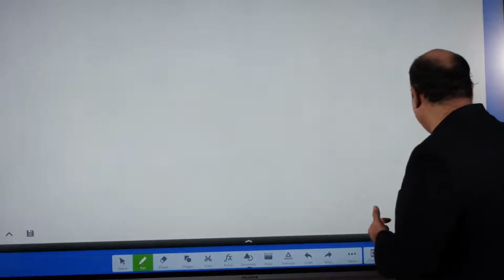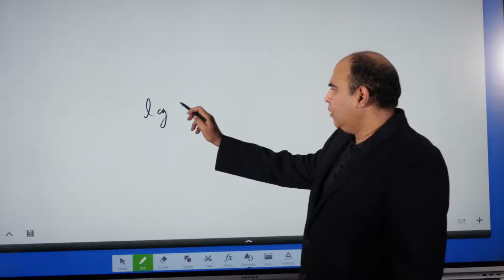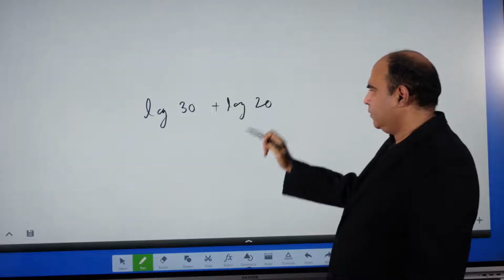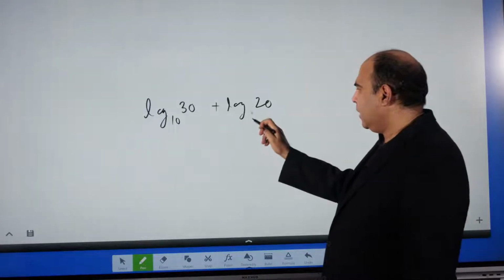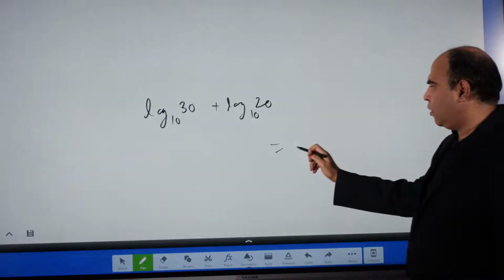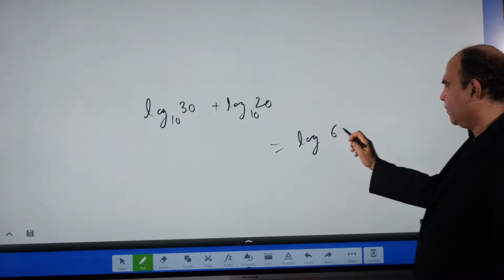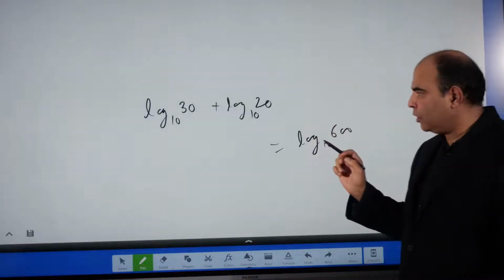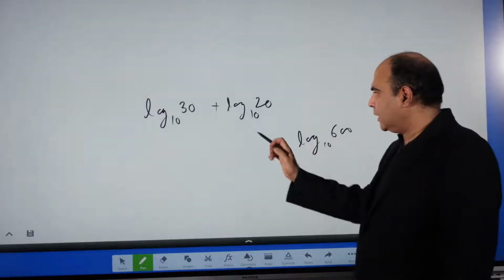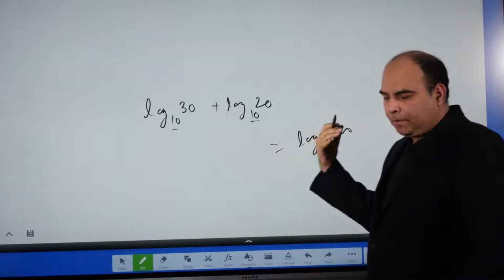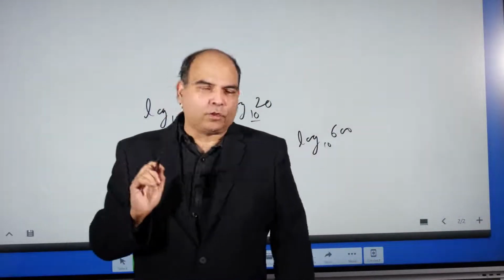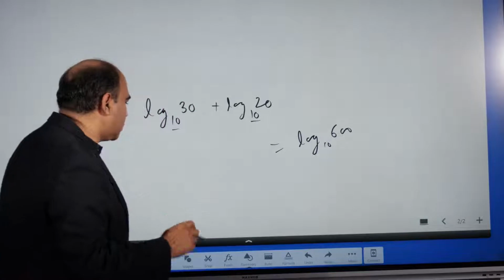And the reverse side application of this is, if I have a log 30 plus log 20, let's say both to the base 10, then I can convert this to log 600. See, the main underlying condition where you are allowed to do this is that the base should be same. It could be base 10, it could be base x, it could be base 5, it could be base 2, but you can only do this on the same base log.